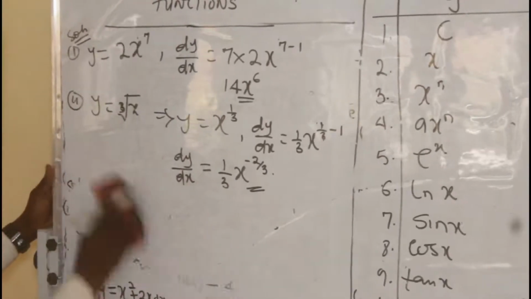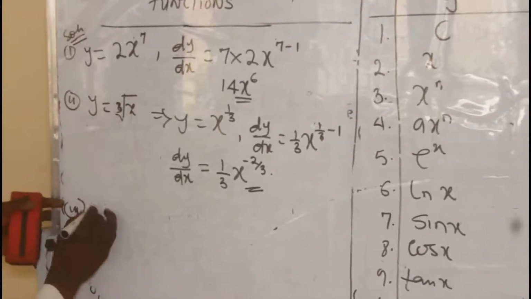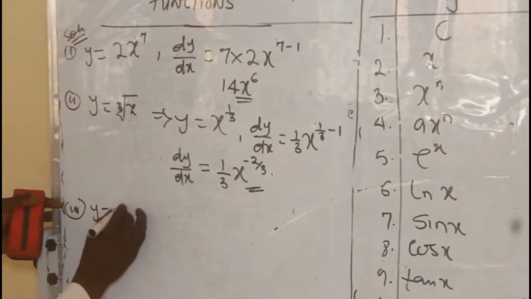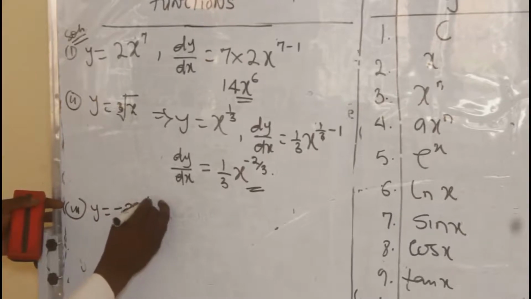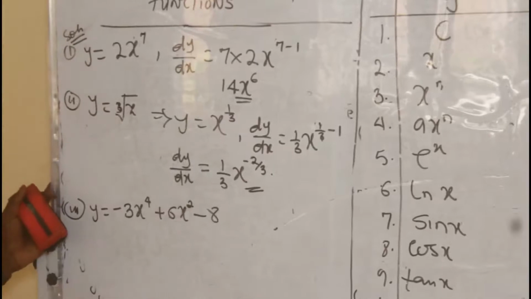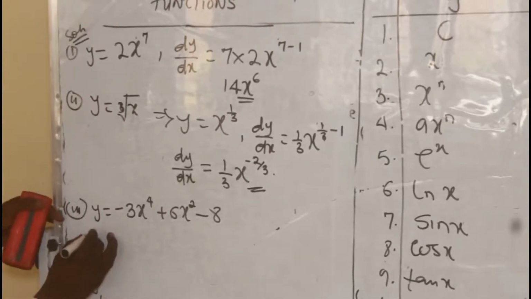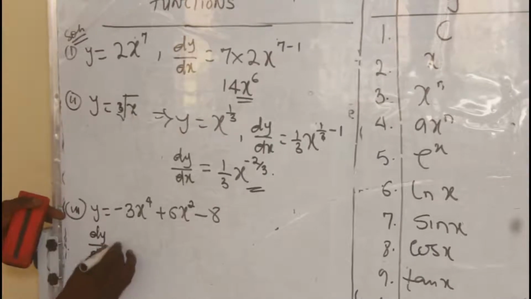So now, if you pick the next one, which is y is equal to the polynomial function, we have minus 3x raised to the power of 4 plus 6x squared minus 8. So you are going to differentiate it term by term. Each term, you just differentiate it. That is all. So now what is our dy/dx, class? I think it's straightforward, right?